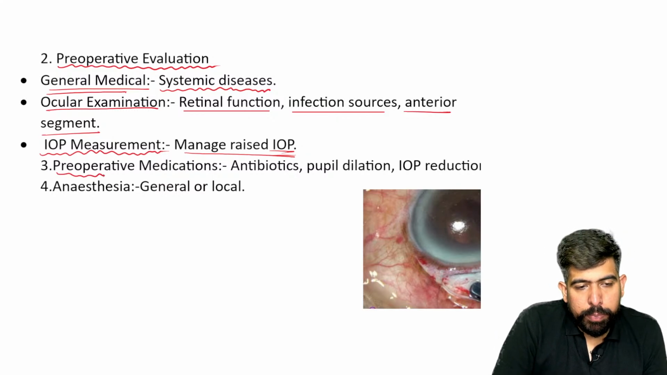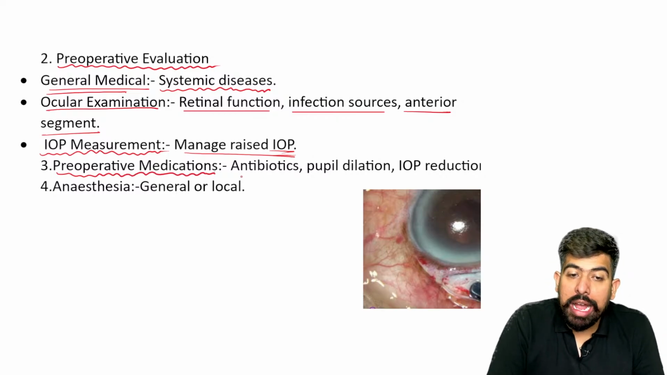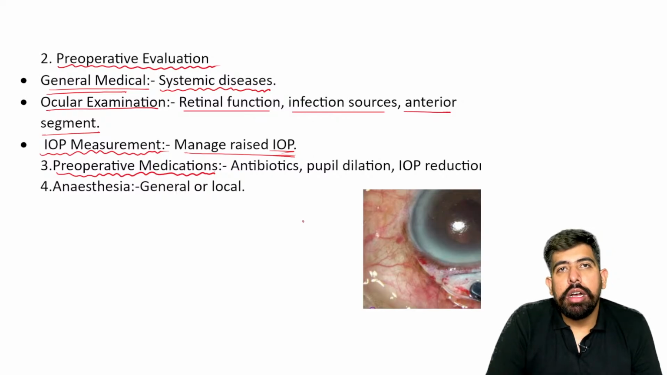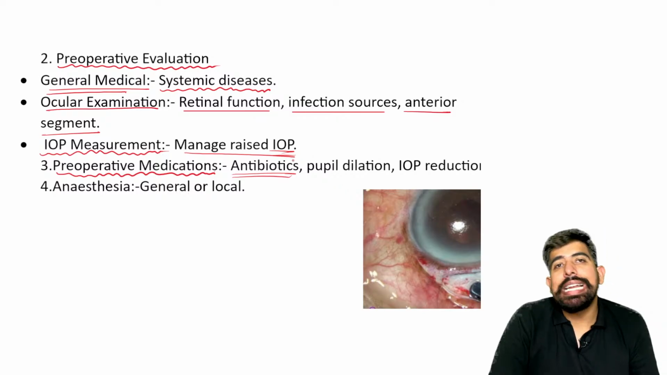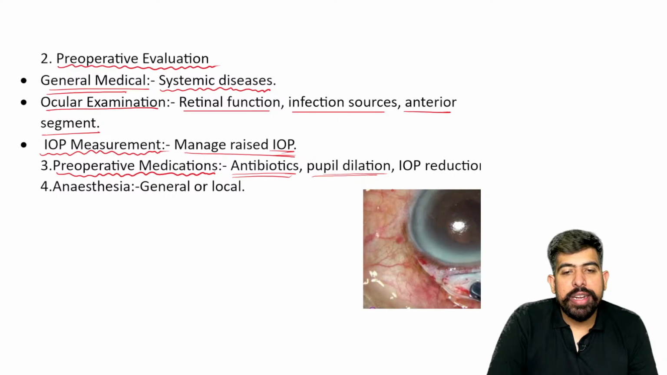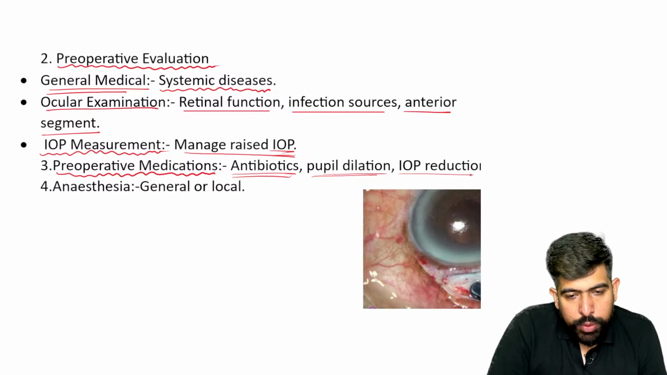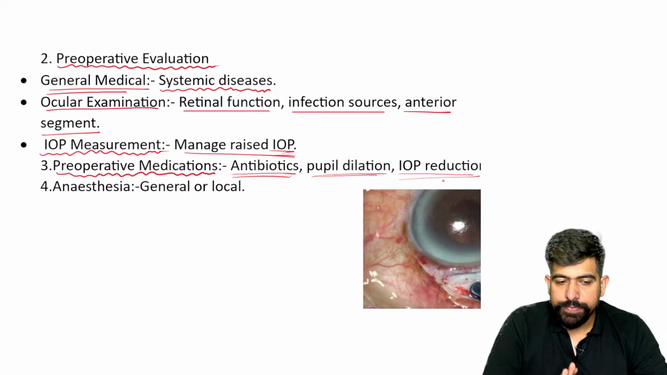But what pre-operative medications should be given? The medications I have to give before the surgery: I have to give prophylactic antibiotics. Also, I have to do the pupillary dilation with cycloplegics, and I have to reduce the intraocular pressure for these patients. Understood? This is the basics I have to do.